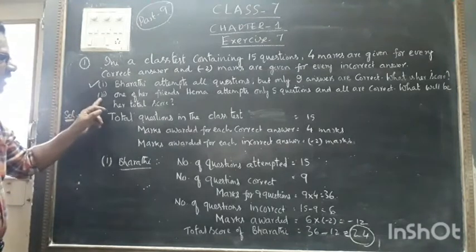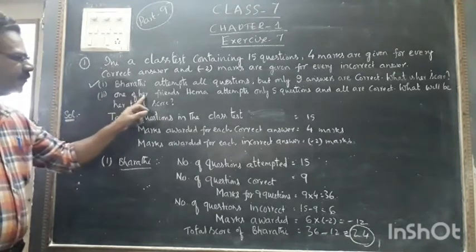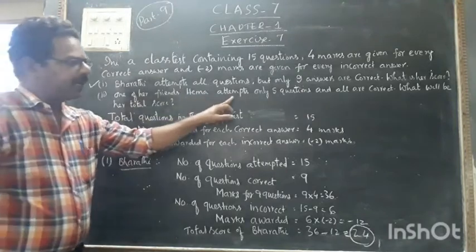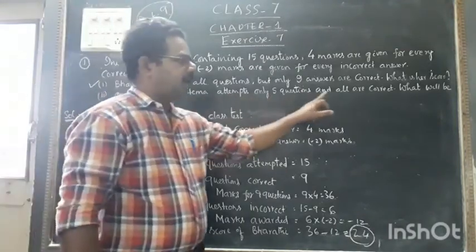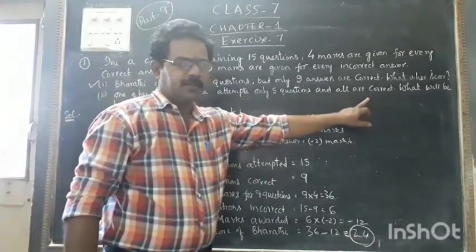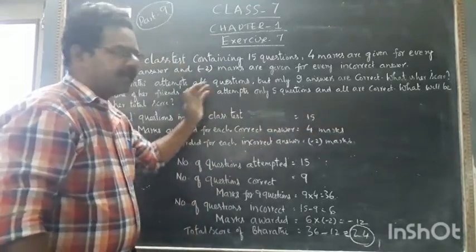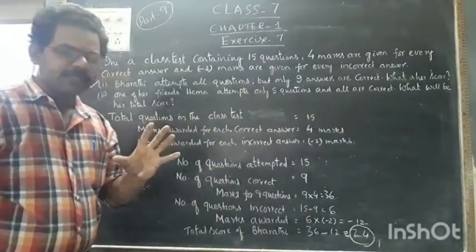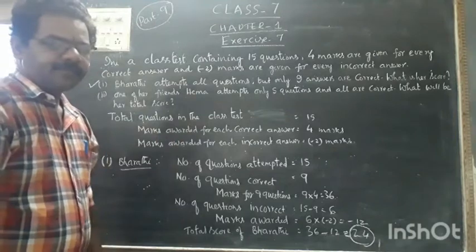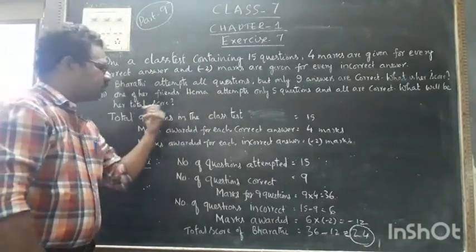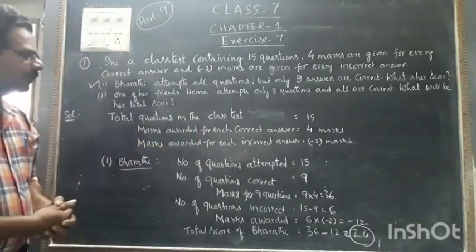And the second question they have given: one of her friends, Hema, attempts only 5 questions and all are correct. Hema, Bharati's friend, attempted only 5 questions but all are correct. What will be her total score? That we have to find out.